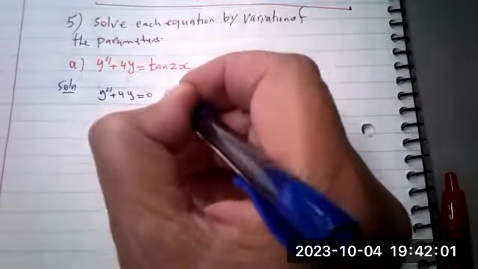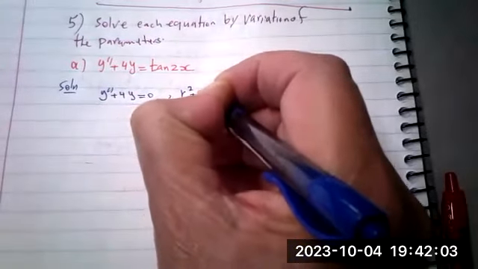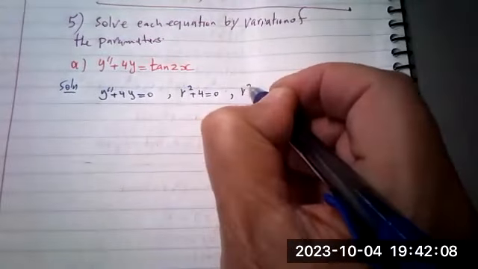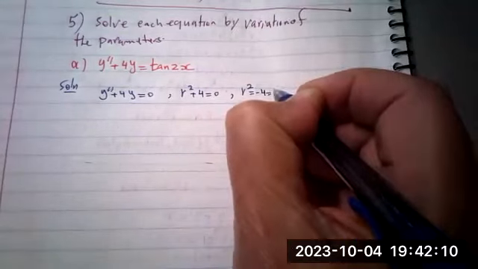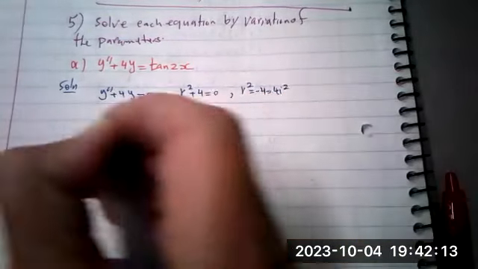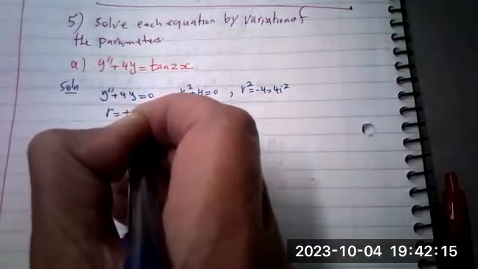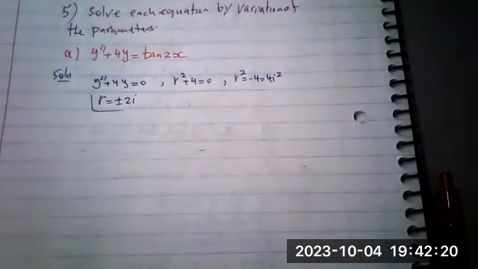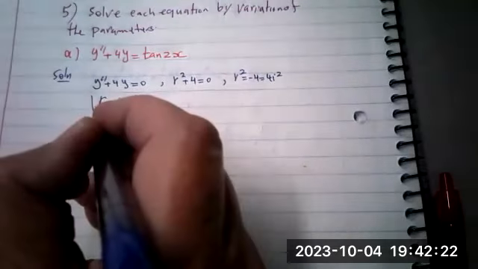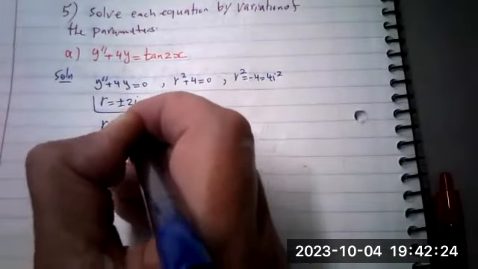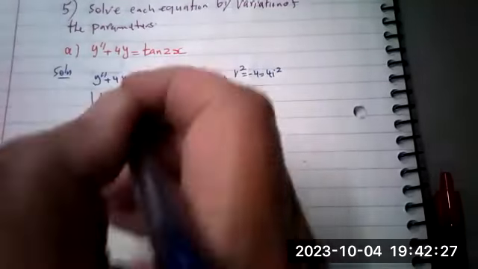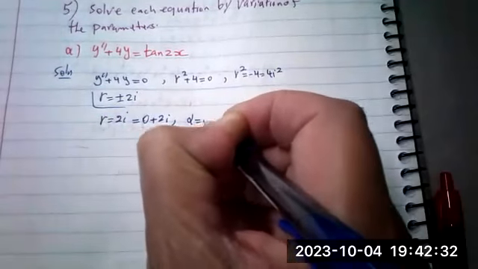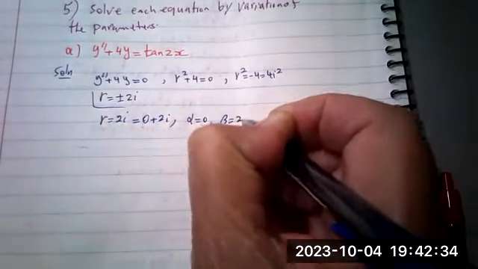Characteristic equation, r squared plus 4 equals 0. You put the 4 to the other side, r squared equals negative 4, call it 4i squared, and get your r equals plus or minus 2i. So we have complex solutions. Pick one of them, 2i, and identify alpha and beta. You know that it's going to be like 0 plus 2i. So your alpha would be 0, and your beta would be 2.